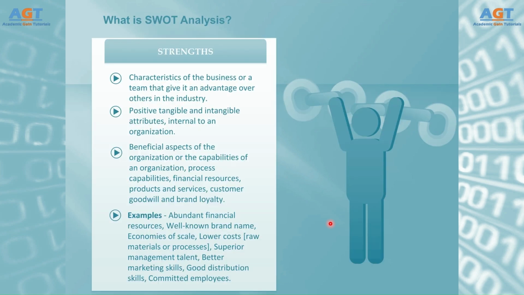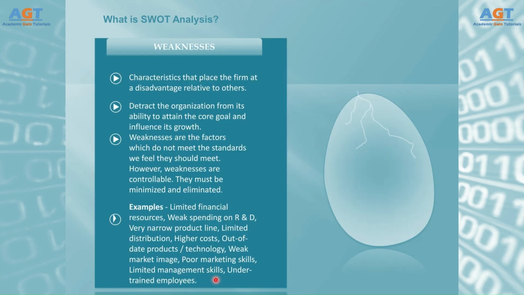Strengths. Strengths are the characteristics that give a business an advantage over others. They include positive internal attributes like capabilities, resources, strong products/services, customer goodwill, and brand loyalty. Examples include strong finances, a well-known brand, economies of scale, lower costs, better marketing and distribution skills, and committed employees. That completes strengths. Next, let's understand weaknesses.